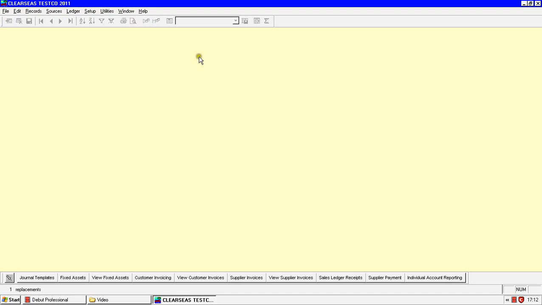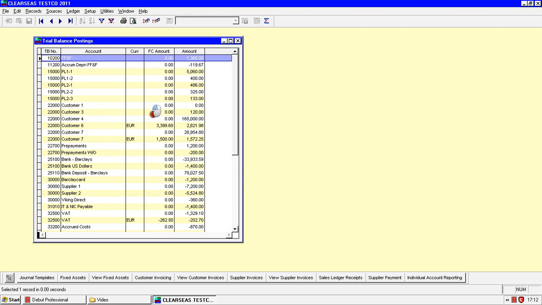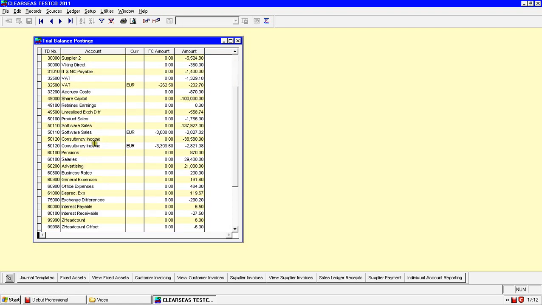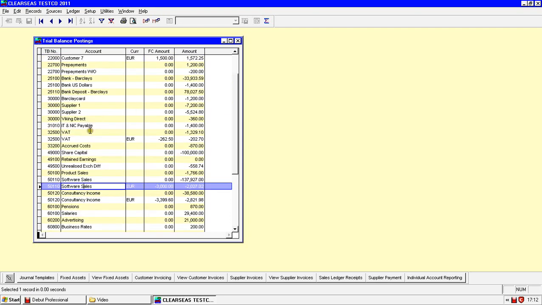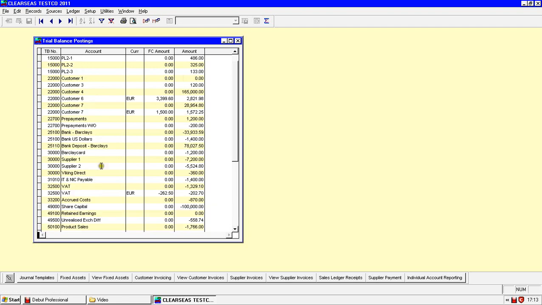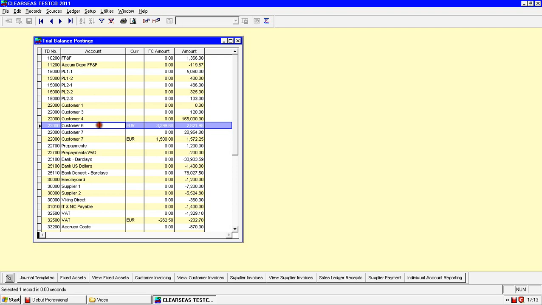Now if we look at a trial balance for this company, we can see that we have various odd euro balances. These are P&L items, and so we don't really want to revalue those unless our standard requires it, but for things like VAT and customer accounts we certainly do.